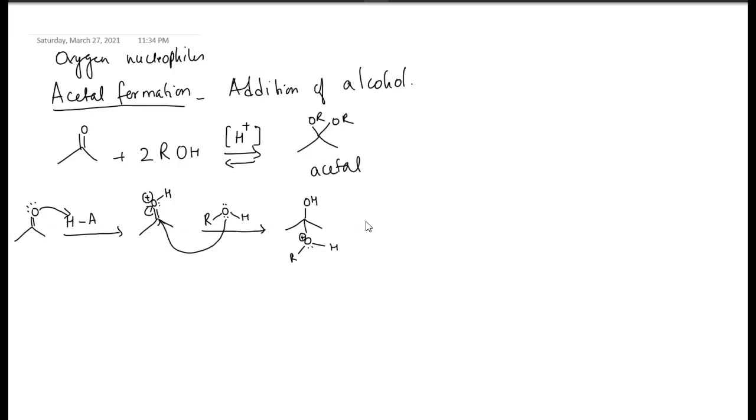Okay. Now what's going to happen is this A minus, which was given out in the first step, right? This is going to act as a base, take these protons, put these electrons back here, and what you get is an OH and an OR. Correct? So we have what is called a hemiacetal because now we have only one OR group attached, but actually an acetal will have 2 OR groups. So that means we are going to have this whole process repeated a second time.